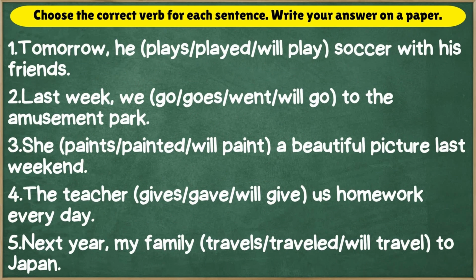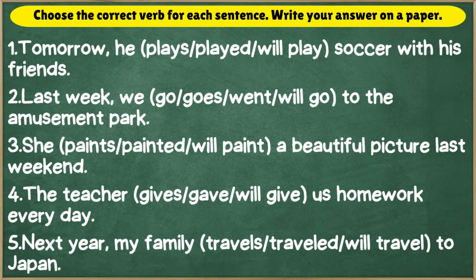Now, for the last activity, choose the correct verb for each sentence. Write your answer on a paper. Number 1, tomorrow he will play soccer with his friends. Number 2, last week we will go to the amusement park. 3, she will paint a beautiful picture last weekend. 4, the teacher will give us homework every day. 5th, next year my family will travel to Japan.